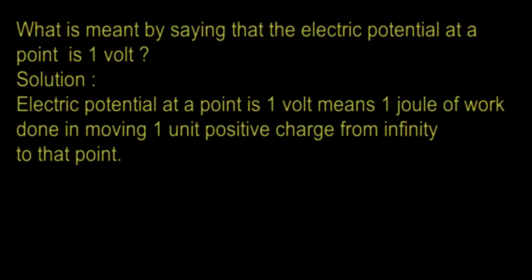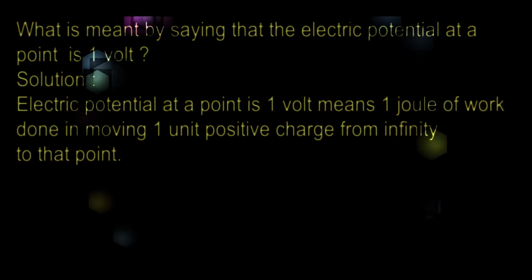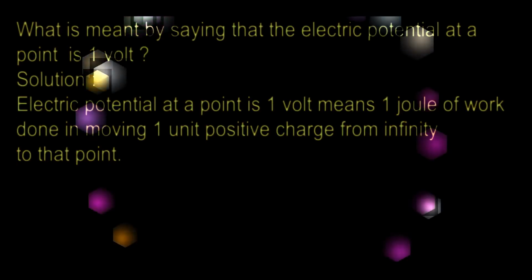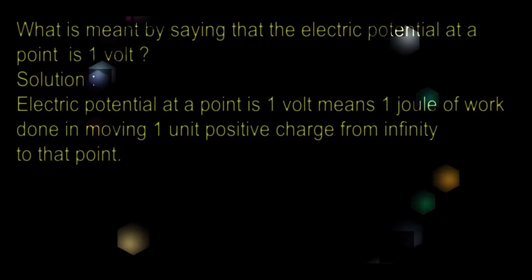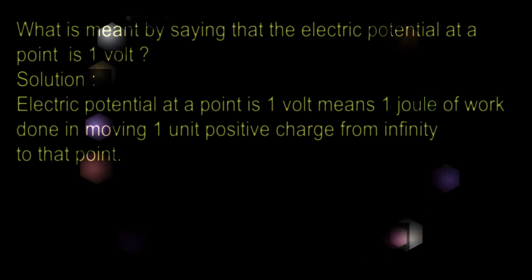What is meant by saying that the electric potential at a point is 1 volt? Solution. Electric potential at a point is 1 volt means 1 joule of work is done in moving 1 unit positive charge from infinity to that point.